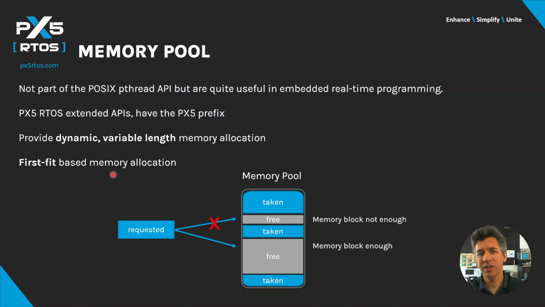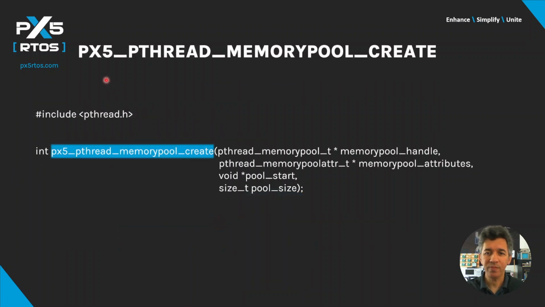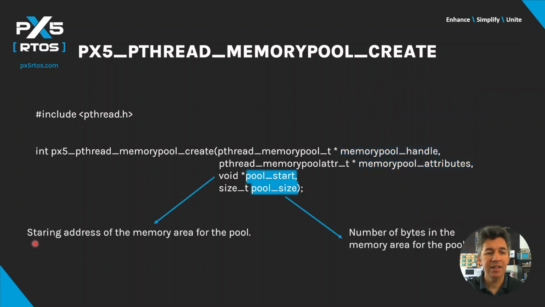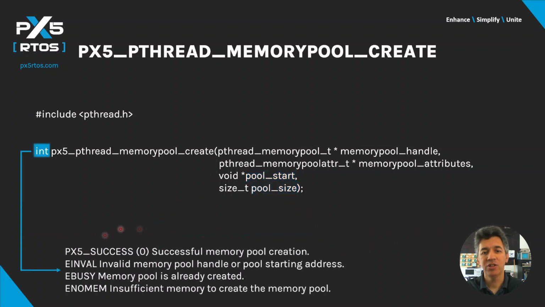Now let's take a look at the APIs. So before we can use a memory pool, we first need to create one. This process requires a call to the memory pool create API, passing the handle of the memory pool, any optional memory pool attributes, and then the starting address of the memory area of the pool and the number of bytes in the memory area for the pool. Then we can check the return for errors.